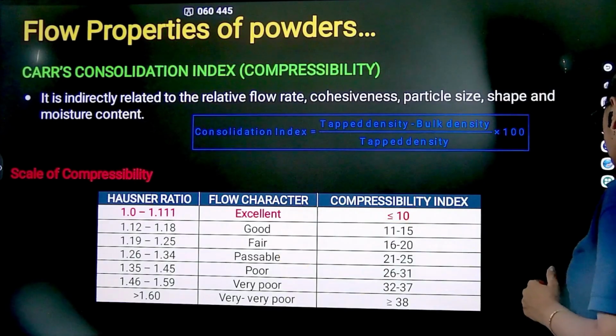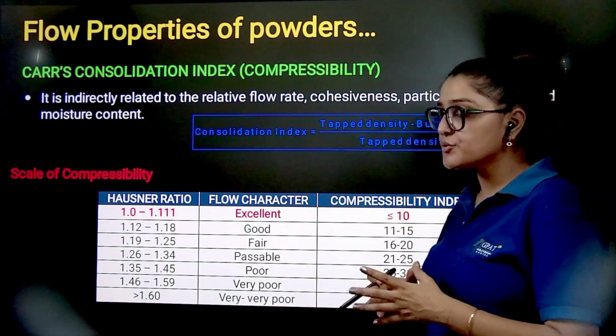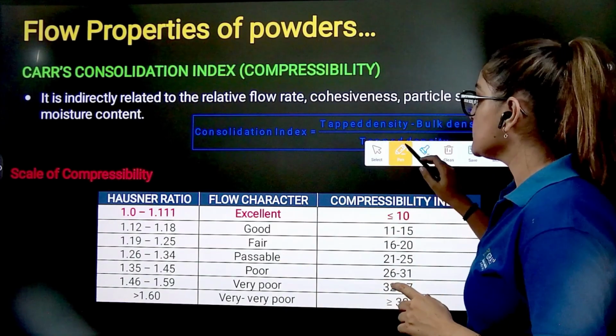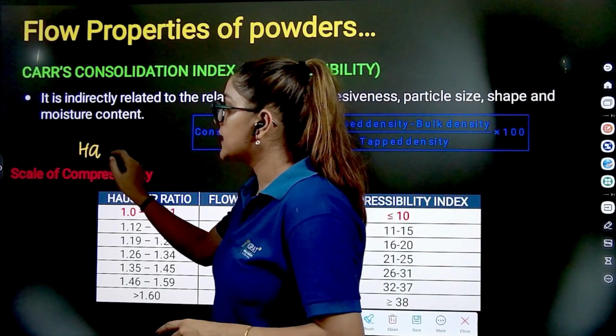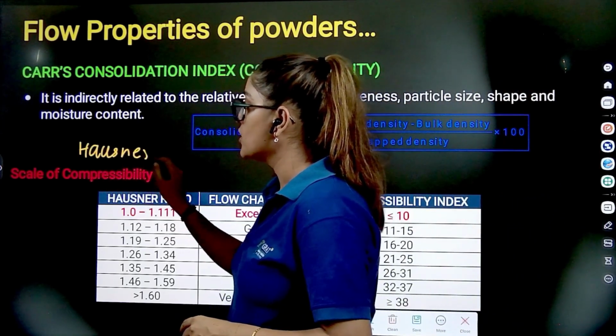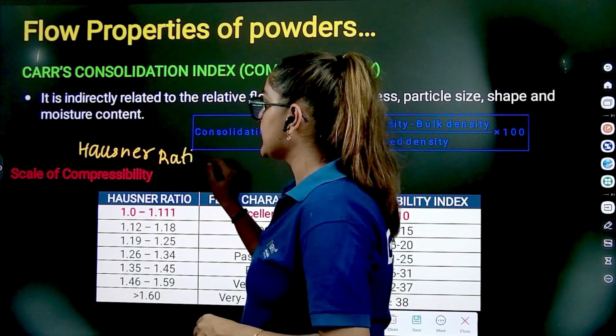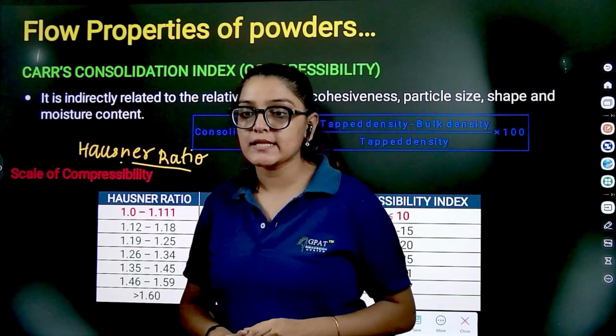Okay. Not only this, we have another important part where we can calculate it by the second method, that is the Hausner ratio. Number one is Carr's index, second is the Hausner ratio.